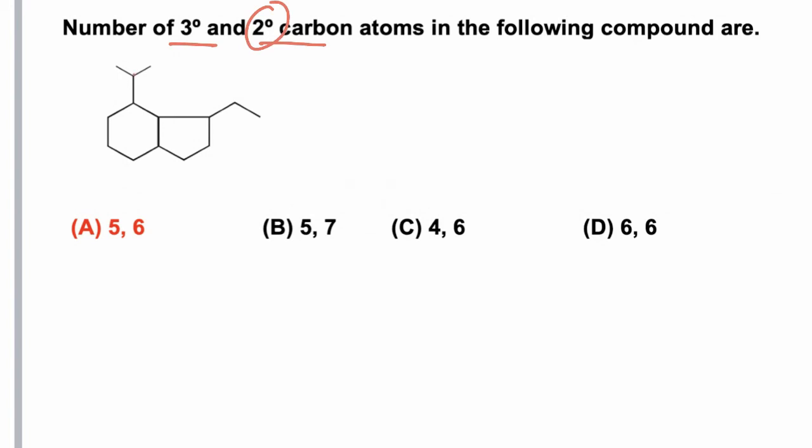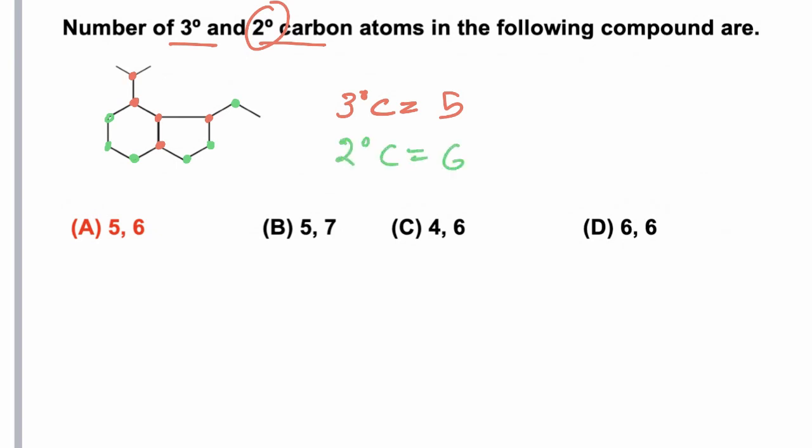So in this molecule, this carbon is 3 degree carbon connected with 3 other carbon. This is 3 degree carbon, this is 3 degree carbon, this is 3 degree carbon and this is 3 degree carbon. So total 3 degree carbon is equal to 5. Now if we count 2 degree carbon, so 2 degree carbon is the carbon atom which is directly connected with 2 other carbon atoms. So this is 2 degree carbon, this is 2 degree carbon, 3, 4, 5 and 6. So 2 degree carbon is equal to 6.